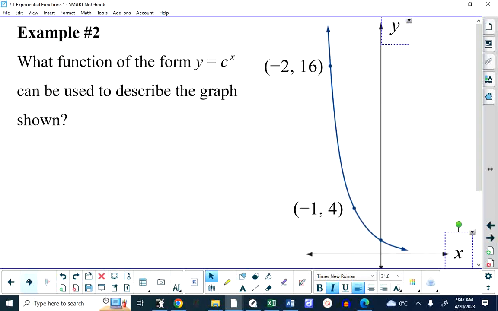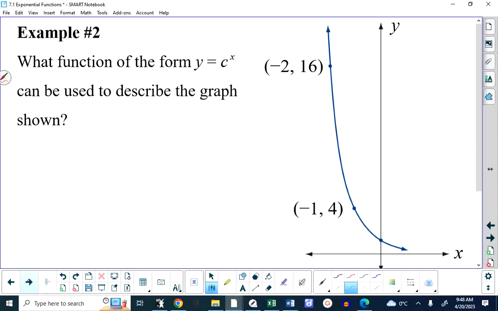Okay, example 2. This function, you're told, this is not an exam question. It might be one piece of a 4-piece numerical response question, like what is c equal to? It's just too simple. But you're told we have an exponential function because it's of the form y equals c to the x. What's the equation? Well, all we have to do is ask ourselves, as x goes up by 1, what is y being multiplied by?